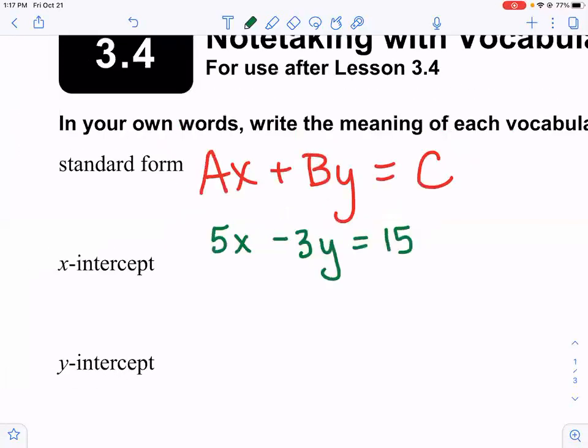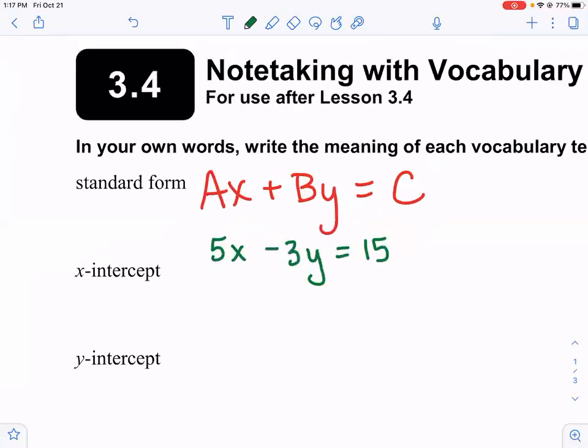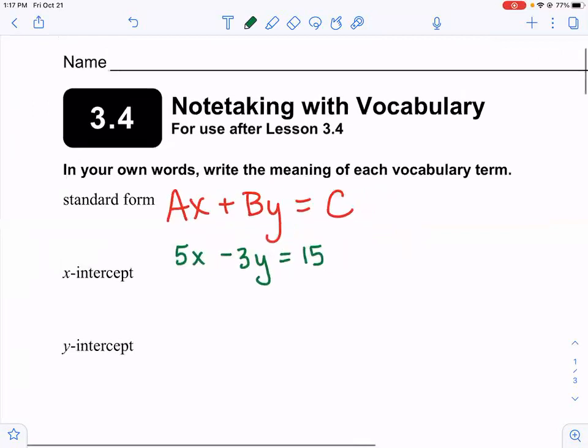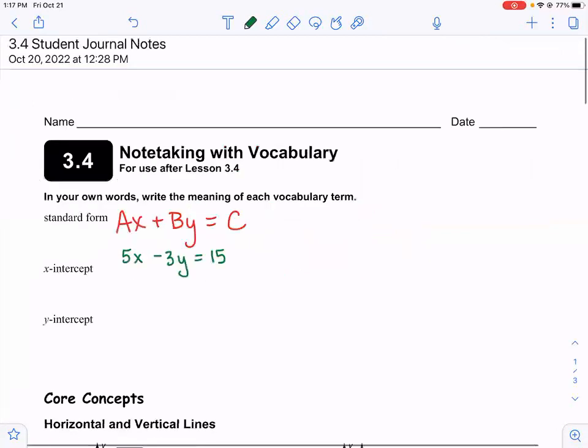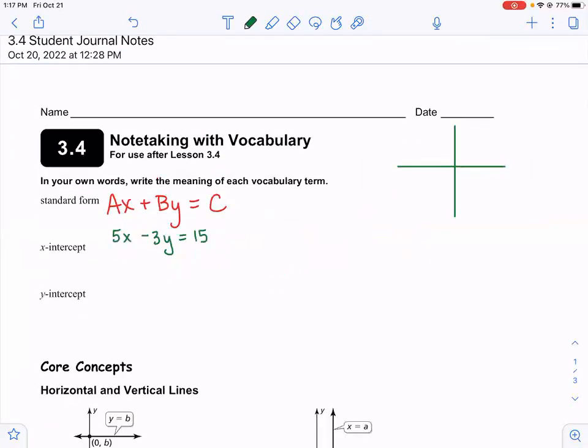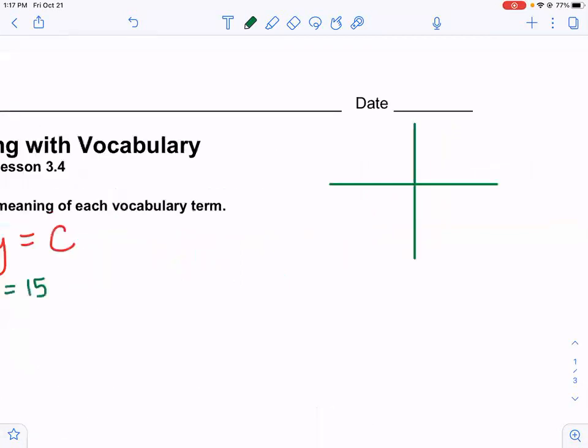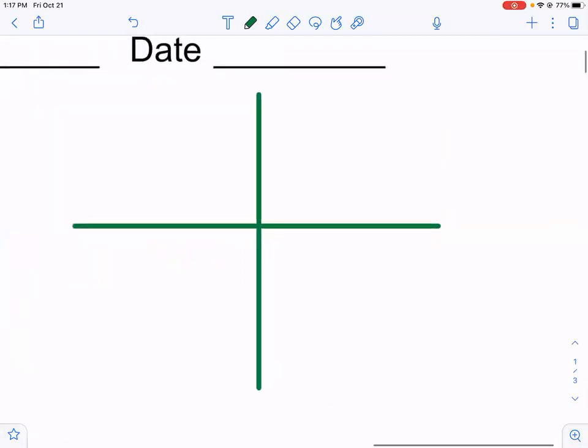Now what I'm going to have you do is come off to the side over here, and I want you to draw a cute little coordinate plane, an x and y axis. Because whatever I do this on, watch, not a straight line, now it's straight.